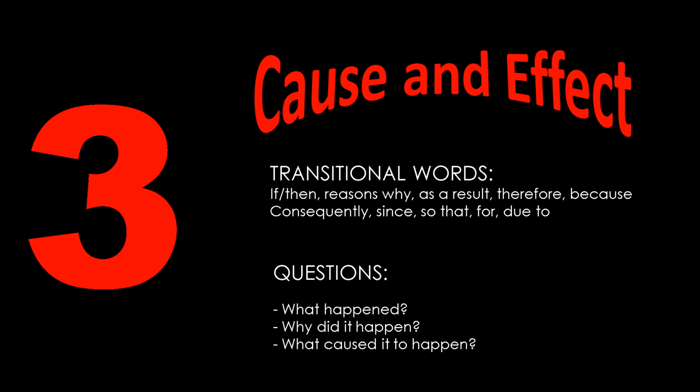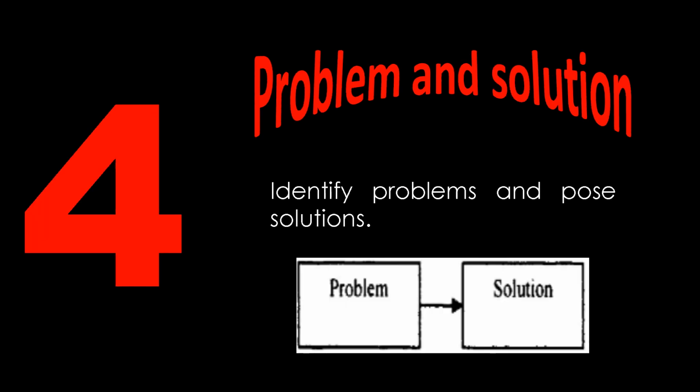Were you able to follow, students? Very well. Let's go to the fourth text structure. The fourth is problem and solution. It is used to identify the problems and pose solutions. You can use the graphic organizer below to present the problem and its corresponding solution.